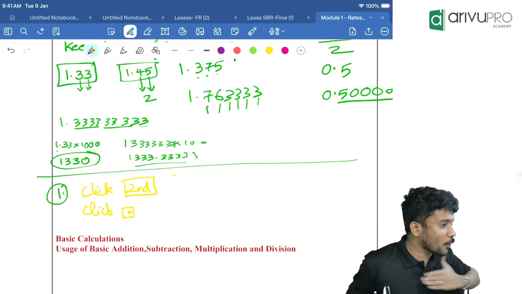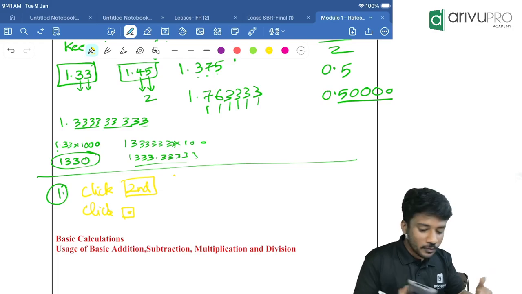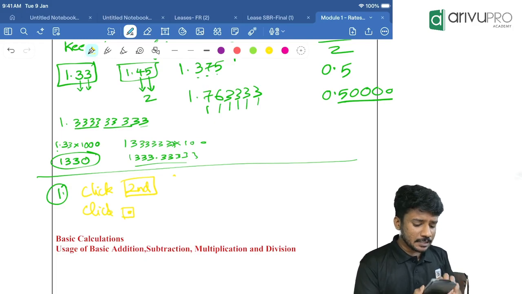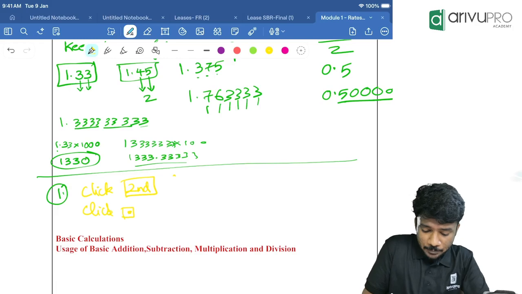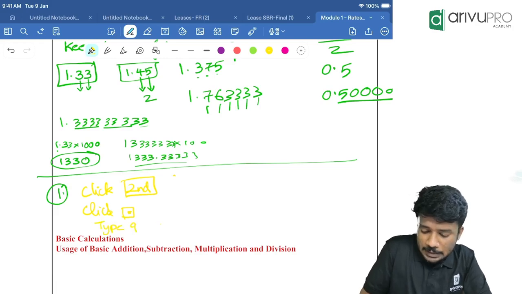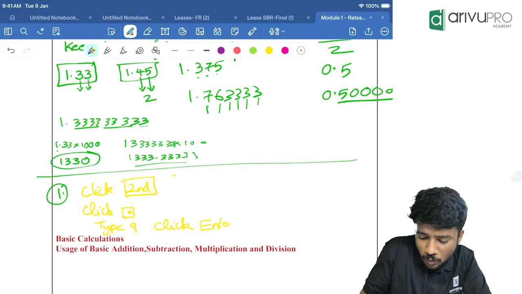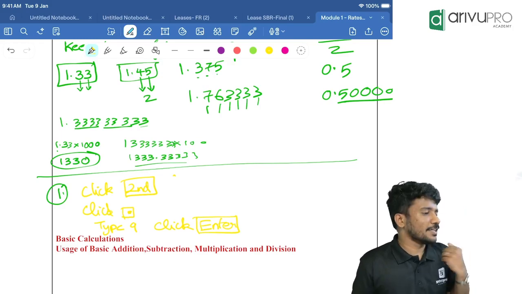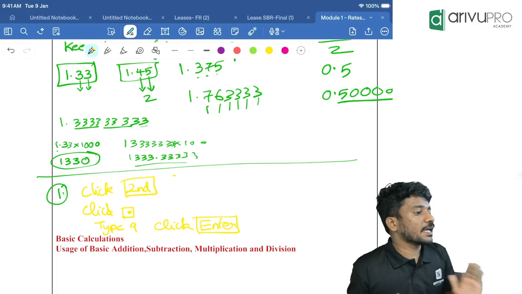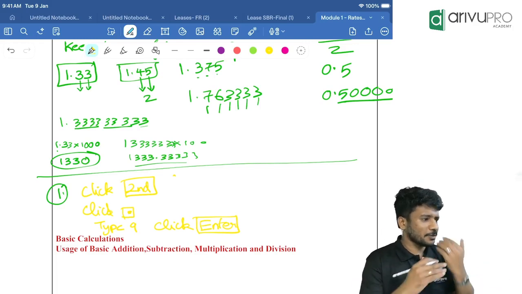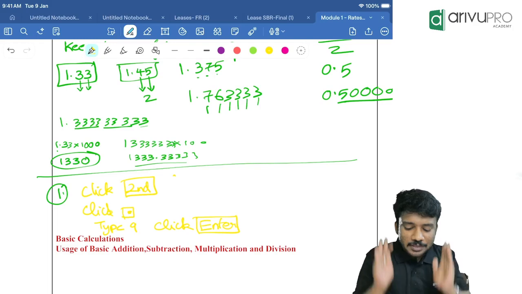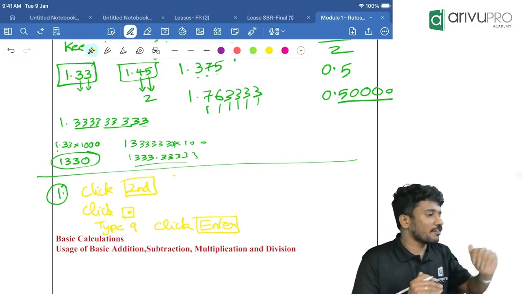Now, how much do we want in CFA? 9. So you type 9. Then click enter on the top row of our calculator. Once you've done that, the decimal got converted to 9 decimal points. Now you can clear everything. Then you can see that going forward all the values will be in 9 decimal points. That is what we require for our CFA level examination.